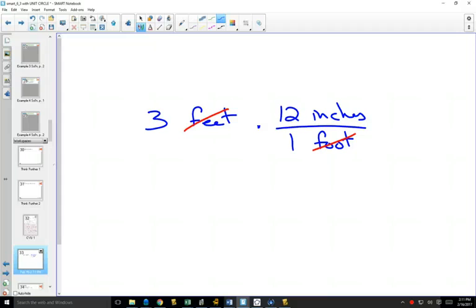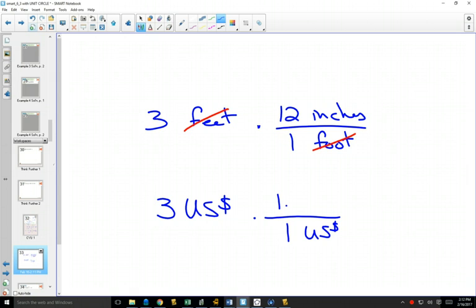How much money is $3 US? Well, 1 US dollar is how much Canadian right now? Does anybody know? I think it's like $1.35 or something. So now your US dollars, because this is Canadian dollars, they cancel out. 3 times $1.35, it's like $4.